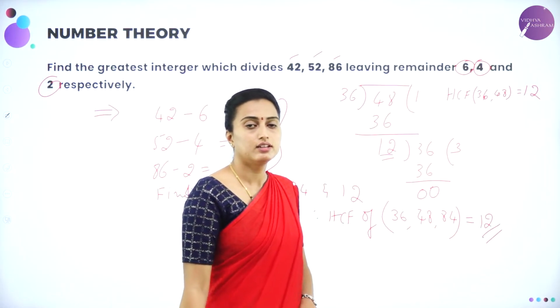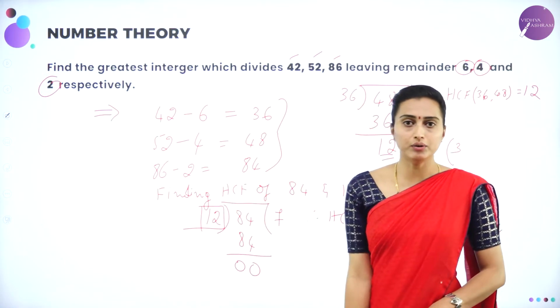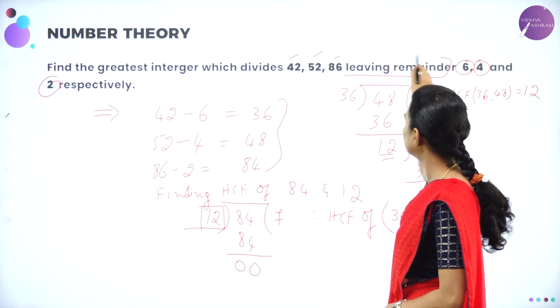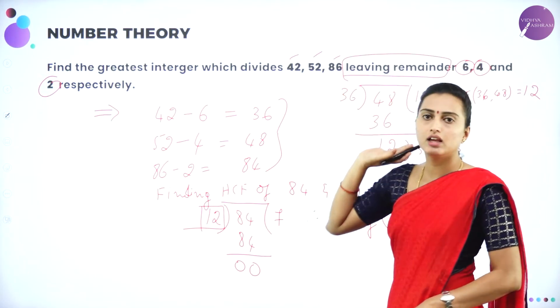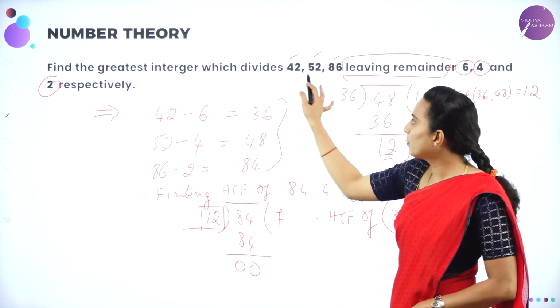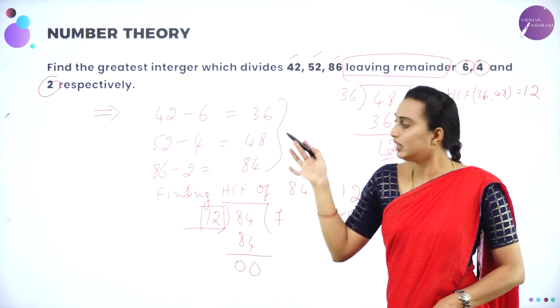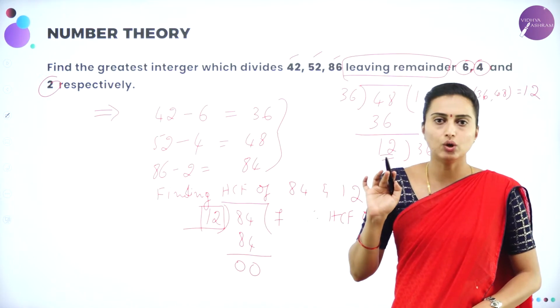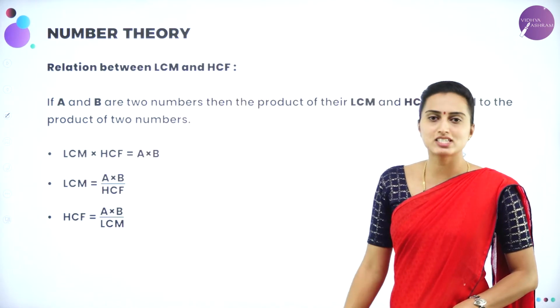Got this? Is it that easy to find out? Leaving the remainder, this you have to know. Leaving the remainder, we are subtracting the given values from the integers and then finding the HCF of those three integers. Got it? We'll be moving on to the next.